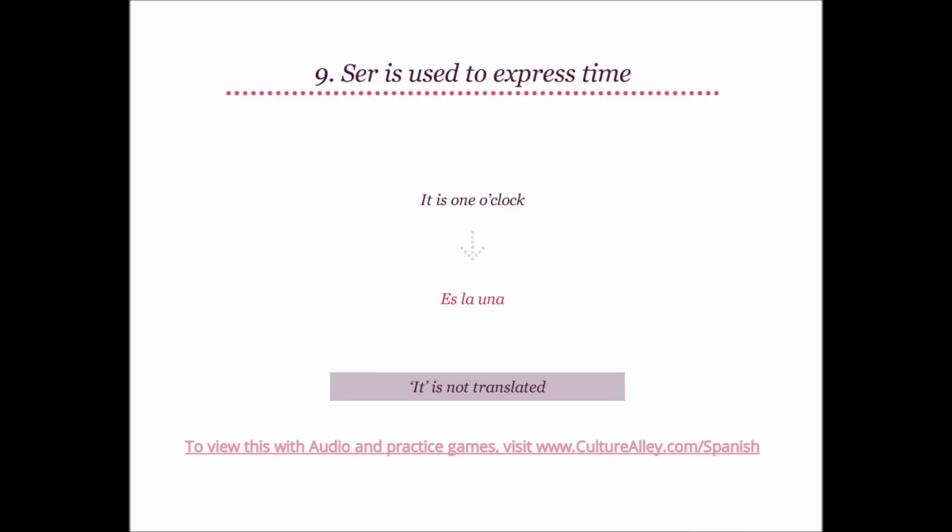Let's look at the ninth scenario. This is something we learned in our earlier lessons. Ser is used to express time. It is 1 o'clock translates to es la una. Again, we don't translate the pronoun it in this case.